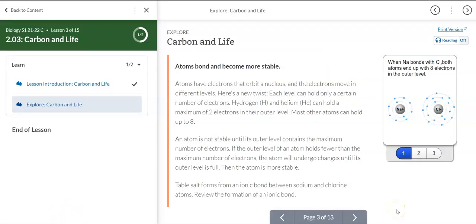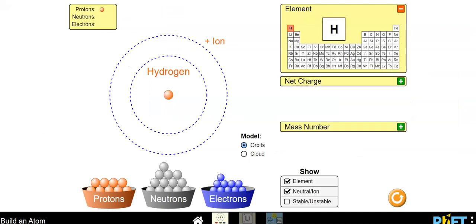Atoms bond to become more stable. Atoms have electrons that orbit a nucleus, and the electrons move in different levels. Here's a twist. Each level can only hold a certain number of electrons. Hydrogen and helium, for example, can hold a maximum of 2 electrons in their outer level. You can see here, I just built a hydrogen atom.